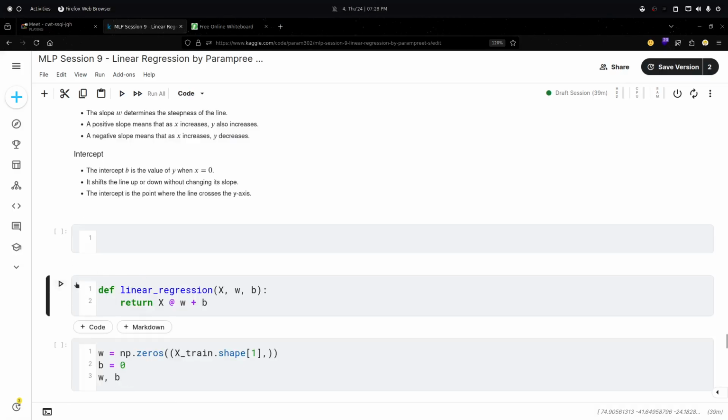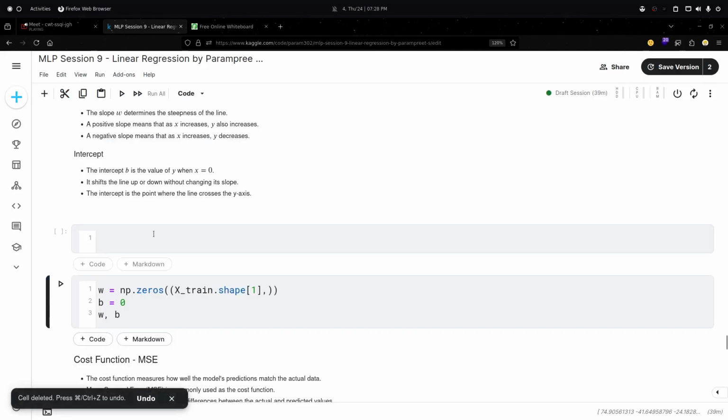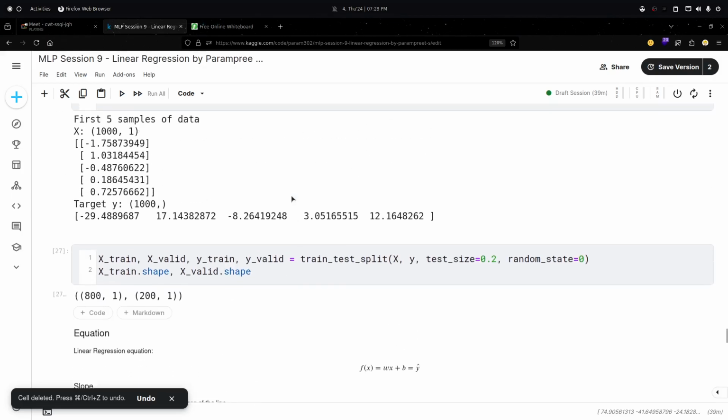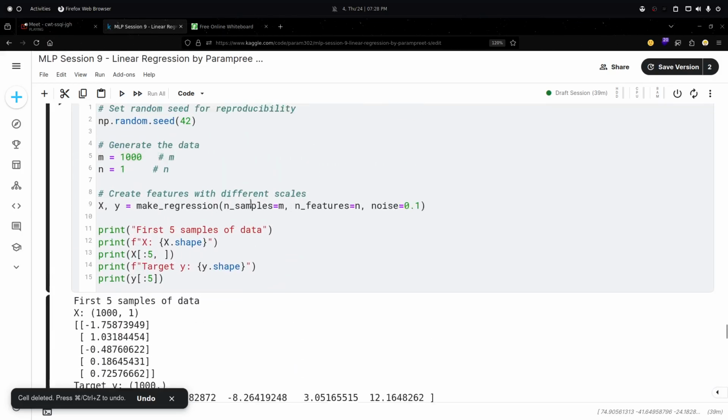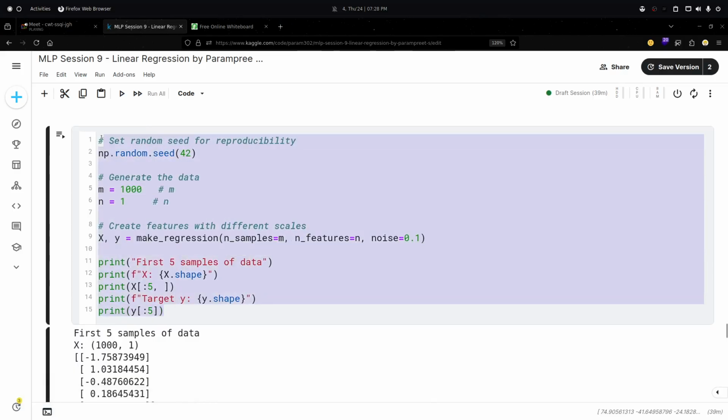Let me just get rid of this. I'm just defining the function here. Could you go slightly slow because I'm unable to see? Yeah, we are sure. Are you all clear with this?